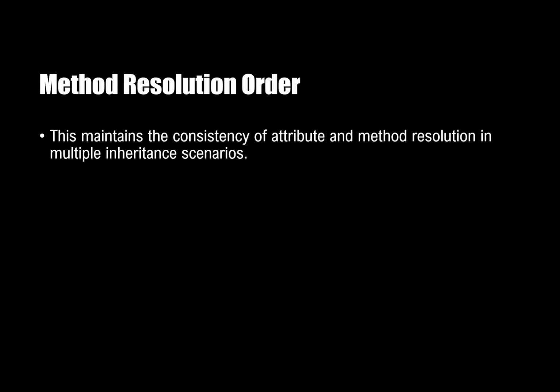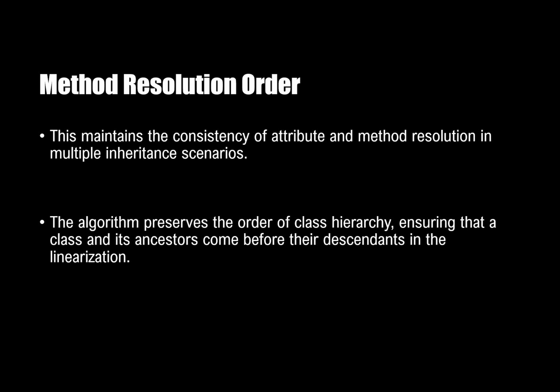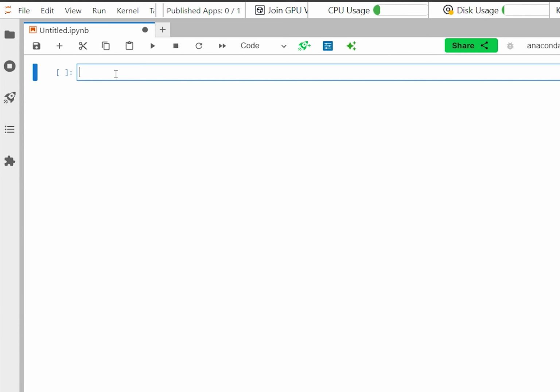The idea behind the method resolution order is to maintain the consistency of attribute and method resolution when you have multiple inheritance, and it preserves the order of class hierarchy, ensuring that a class and its ancestors come before their descendants in the linearization. And we're going to see an example of that in just a moment. Okay, let's go ahead and get started with our first program. I'm going to be using JupyterLab for today's programming, but feel free to use whichever development environment works best for you. So we're going to start off with a very simple program.